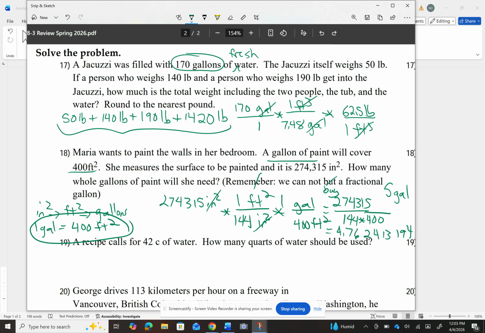Now, the comment I want to make though is if that had turned out to be, let's say, 4.13 or something like that, you would still need 5 gallons of paint or you wouldn't be able to cover the whole space. So it's not normal rounding rules. If I only bought 4 gallons, that's what this number would round to, but then I wouldn't have enough paint to paint the room, so I'd still need to say 5 gallons, okay? All right, so that's a little tricky part.